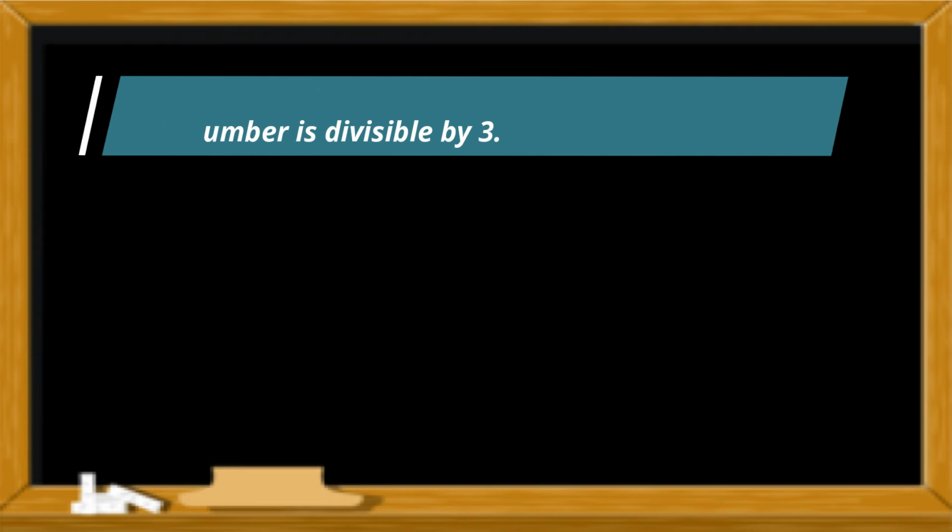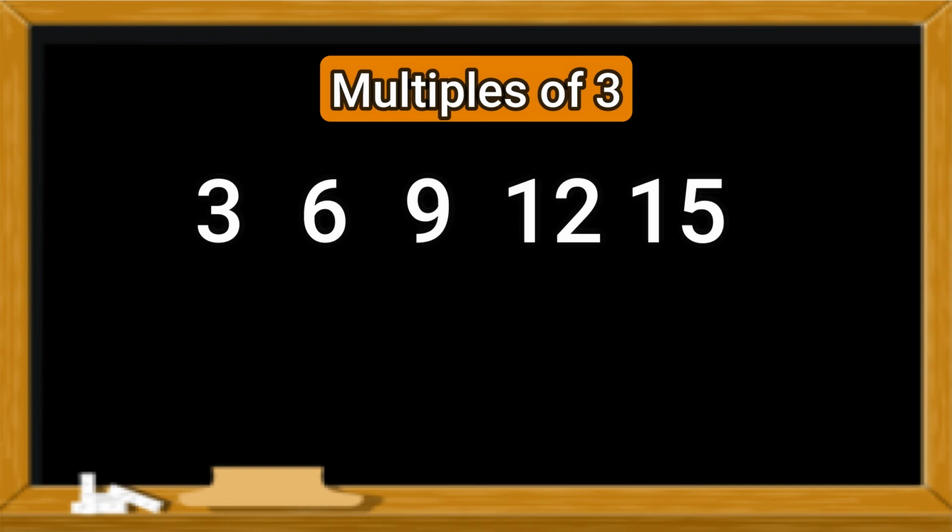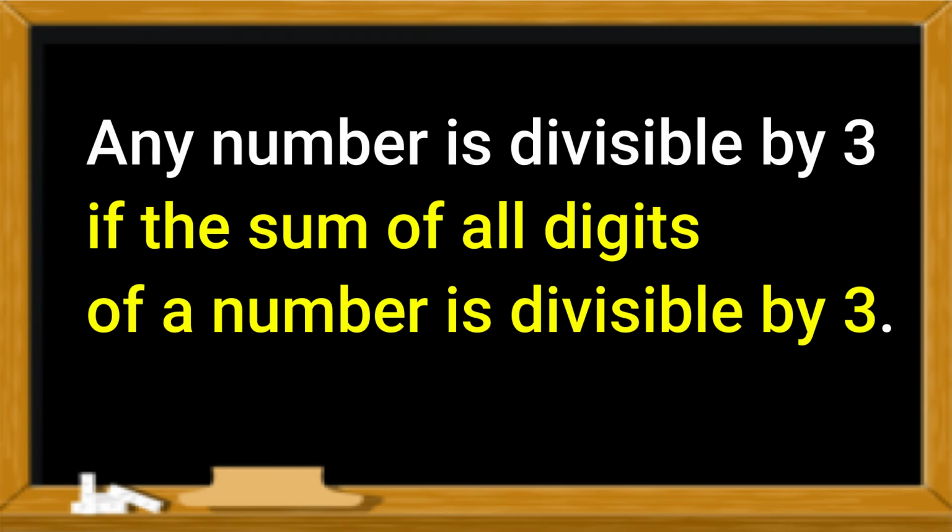Tip number 4. A number is divisible by 3 if the sum of all digits of a number is divisible by 3. Class, before we start talking about divisibility rules for 3, let's recall multiples of 3. The multiples of 3 are 3, 6, 9, 12, 15, 18, 21, 24, 27, 30, and many more. Paano nga muli natin malalaman kung ang number ay divisible by 3? A number is divisible by 3 if the sum of all the digits of a number is divisible by 3.